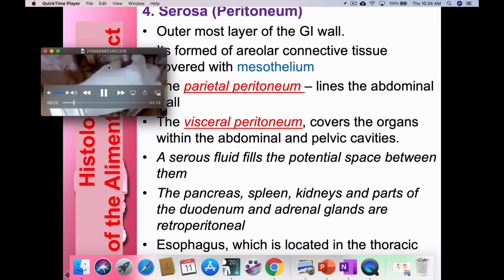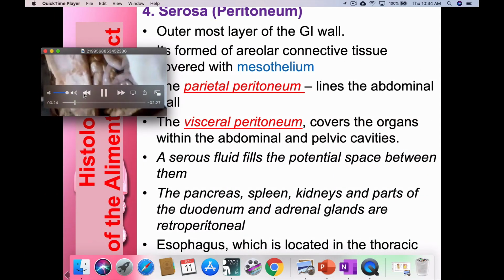You can see these membranes are the mesentery. This is the mesentery. You can see the mesentery here, and this is the jejunum, and below you can look at the ileum.